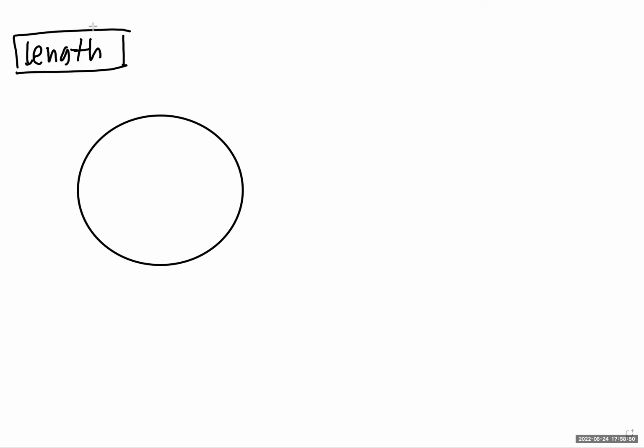Okay, let's continue. So the next property is called chords. You know what chords are already, right? What are chords? So I draw one line here.